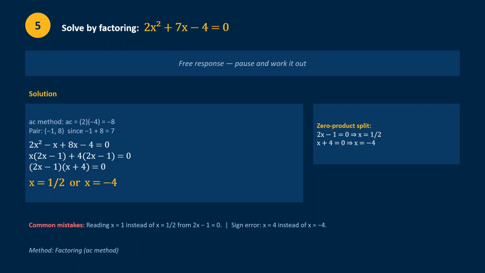When factoring a quadratic with a leading coefficient other than 1, look for a pair of numbers that multiply to give a times c and add to give b. Here, a times c equals negative 8 and b equals 7. The pair is 8 and negative 1 because 8 plus negative 1 equals 7 and 8 times negative 1 equals negative 8. A common mistake is forgetting to account for the leading coefficient. With a equals 2, you must split the middle term and factor by grouping, or check your factors carefully.